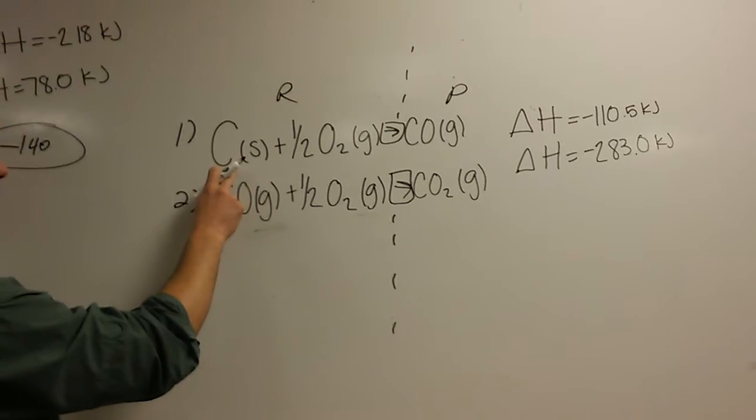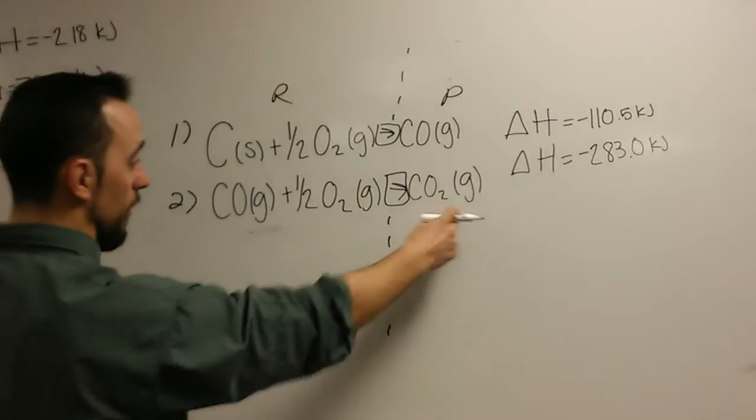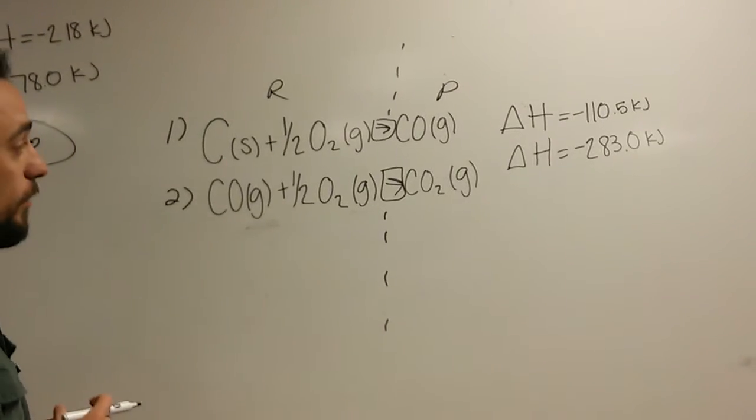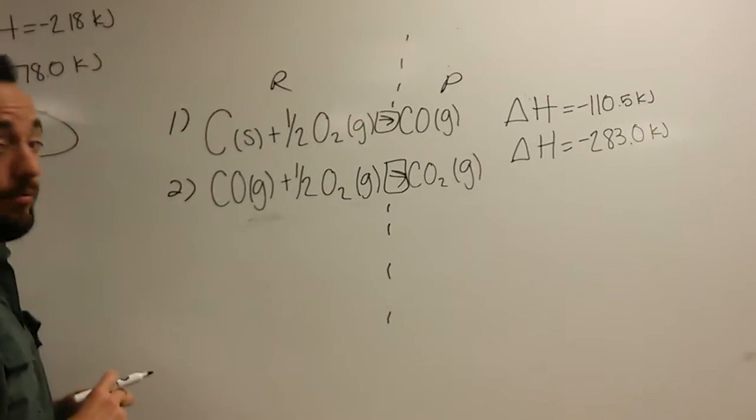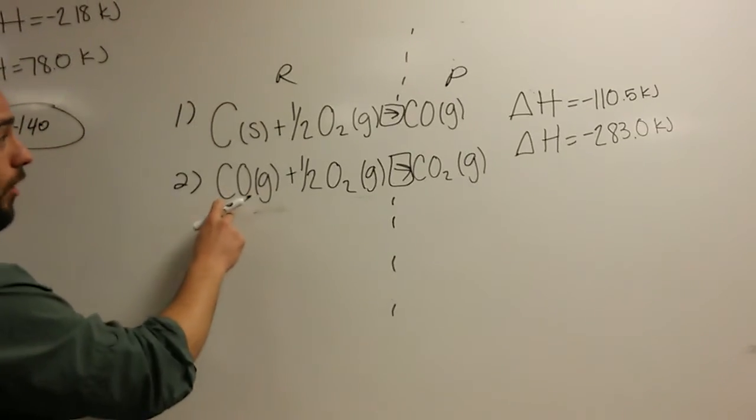So first reactant is C. Do I have a C on the other side that's going to make it so it cancels out? I don't. Do I have an oxygen on the other side that's going to make it cancel out? I don't. Do I have CO on the other side?